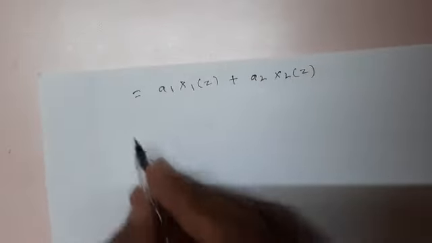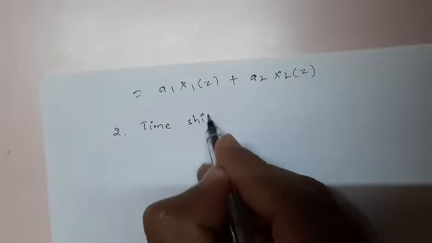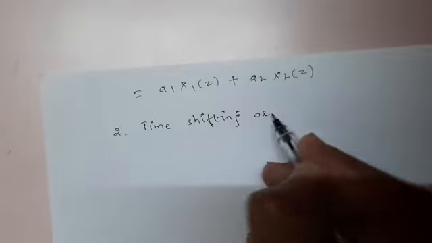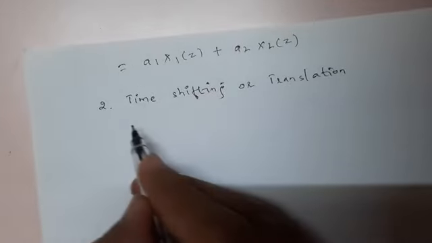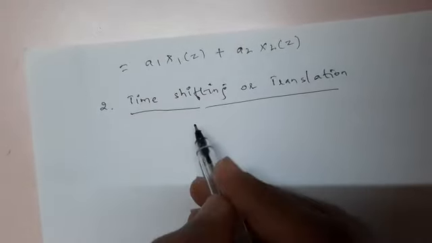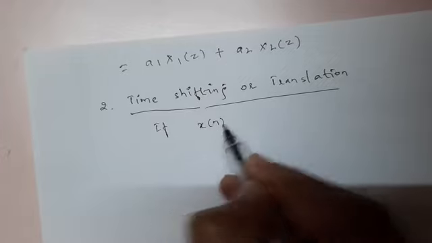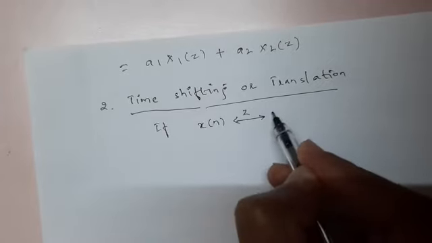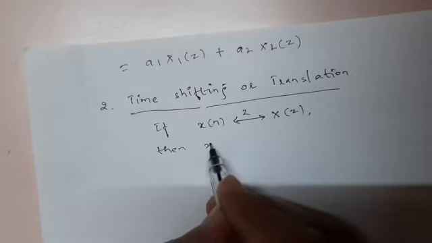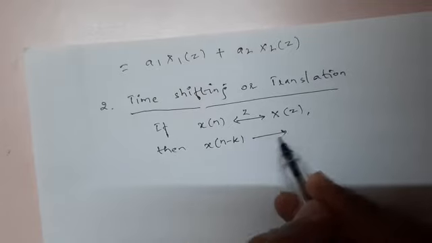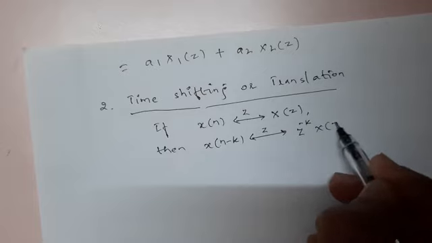Now we will go for the second property: time shifting or translation. It states that if the z transform of x of n is X of z, then the z transform of x of n minus k, that is x of n shifted by k, is z to the power minus k times X of z.